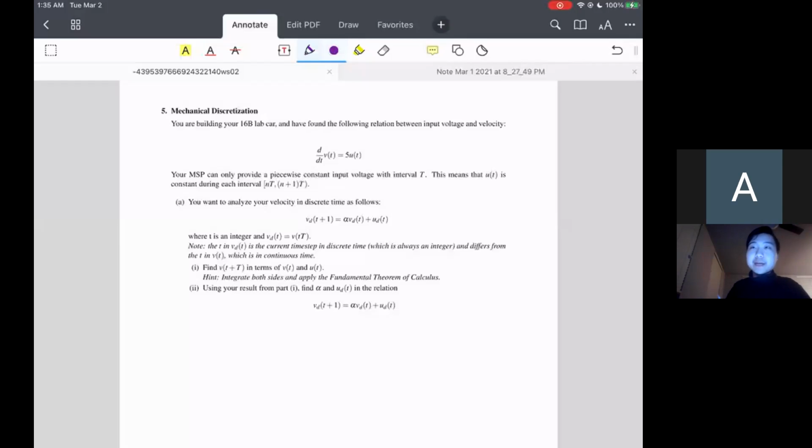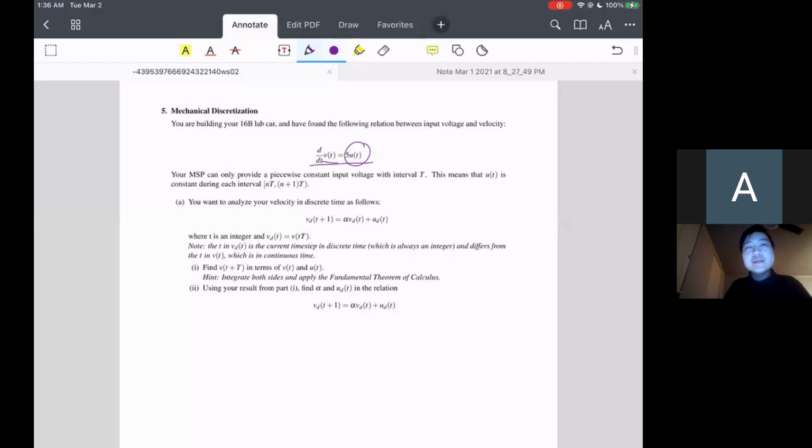Hi everyone, welcome back. So for the fifth question on the worksheet, we have mechanical discretization. If we have the following relation between the input voltage and the velocity, U(t) is just the input, and V(t) is the velocity of the car that you're trying to build. Let's say that U(t) is constant during each interval [nT, (n+1)T).